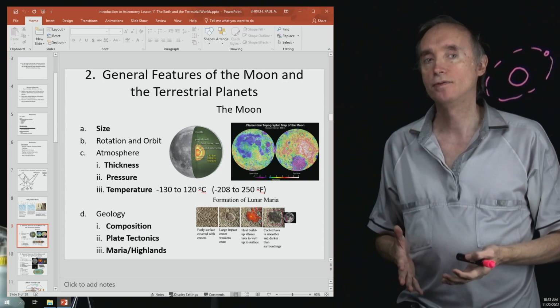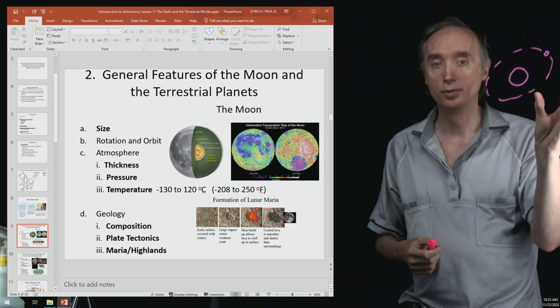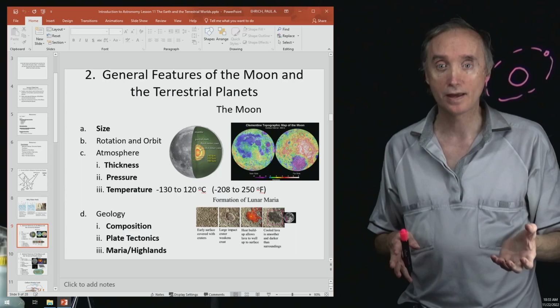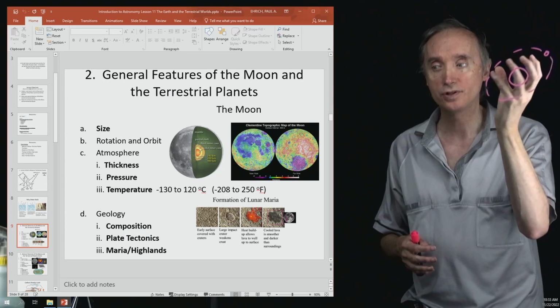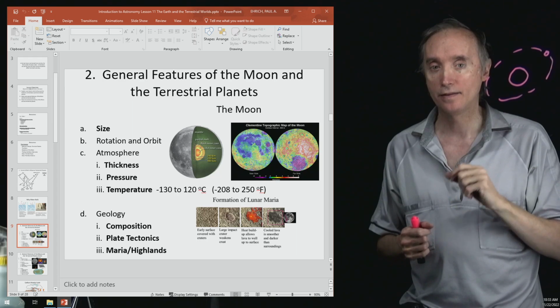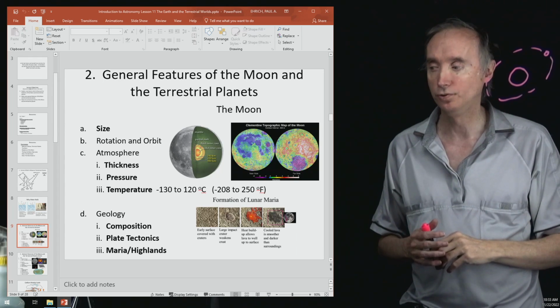So the rotation and the orbit: the moon orbits the Earth about once every 30 days, and it rotates once every 30 days. And that's the reason why you only see one side of the moon.